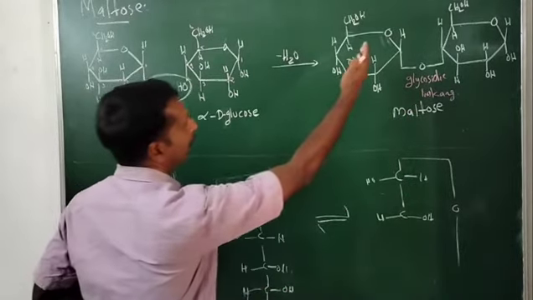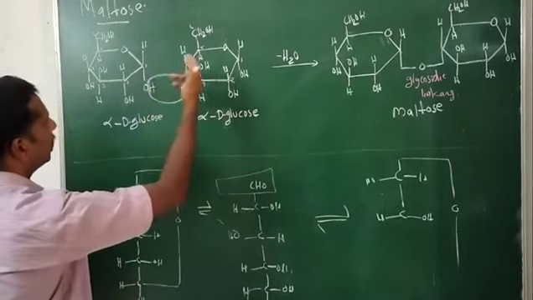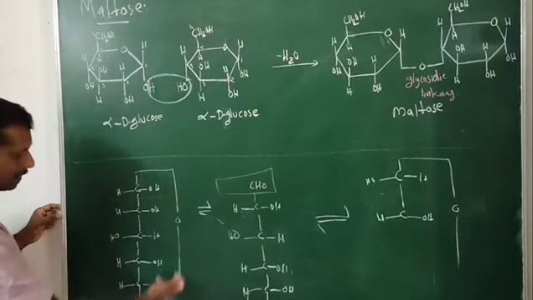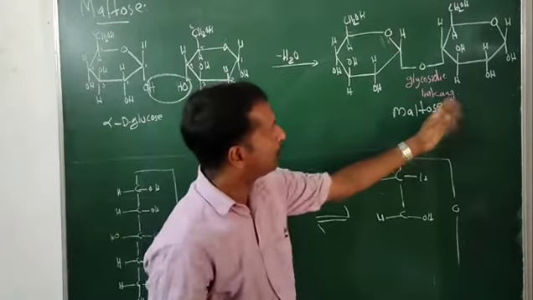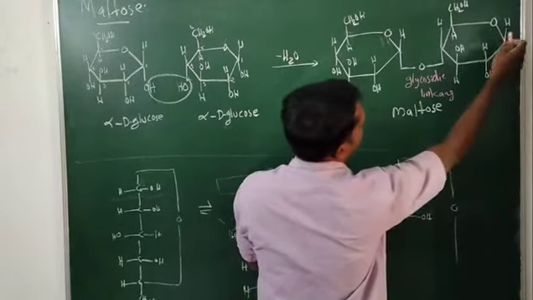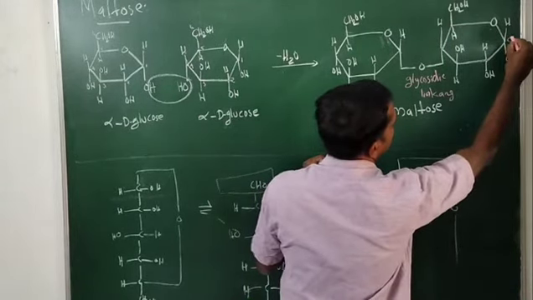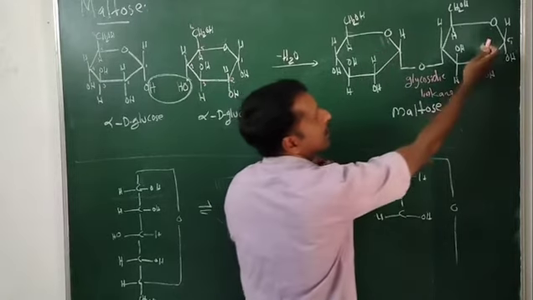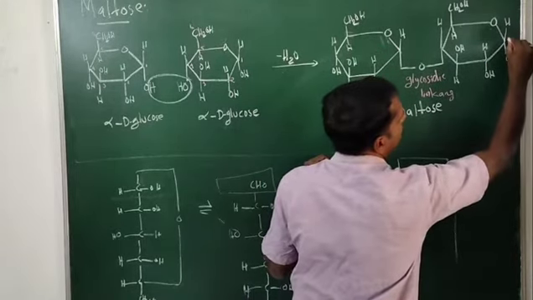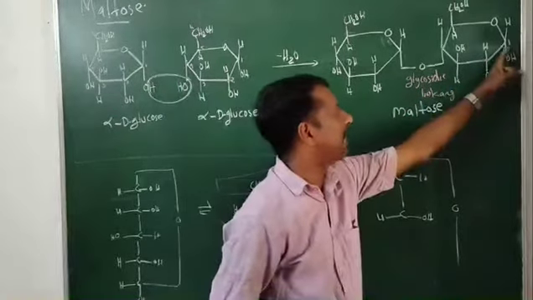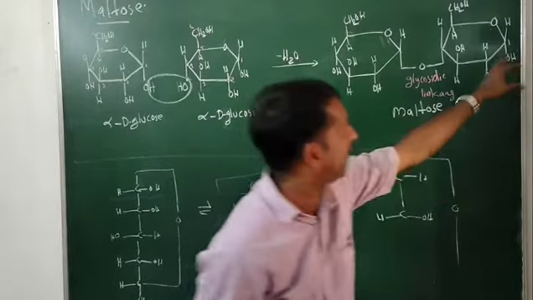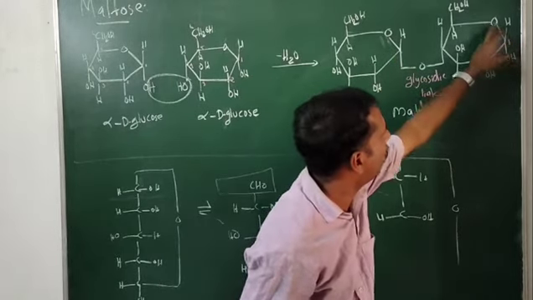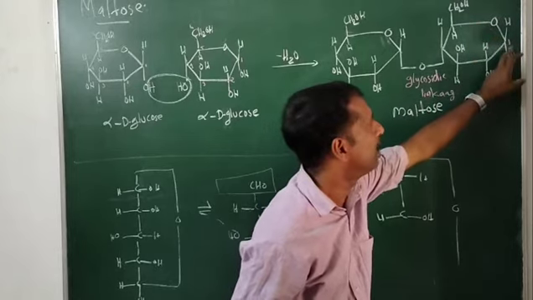Look at here. This is the pyranose structure, the cyclic structure. In maltose, if this is the first unit and this one is the second unit, this is C1 of the second unit. C1 of the second unit has a hemiacetal carbon.